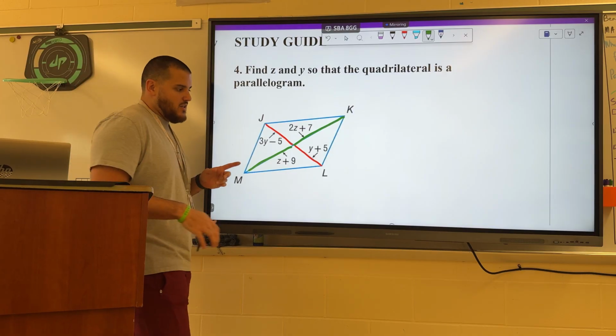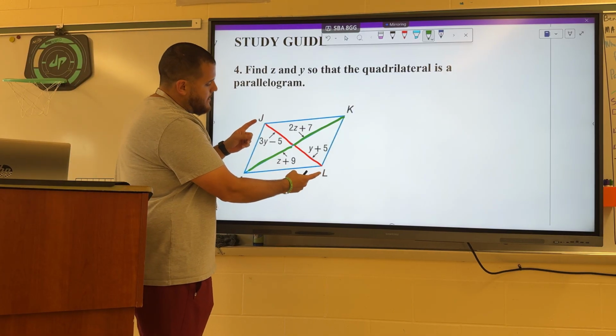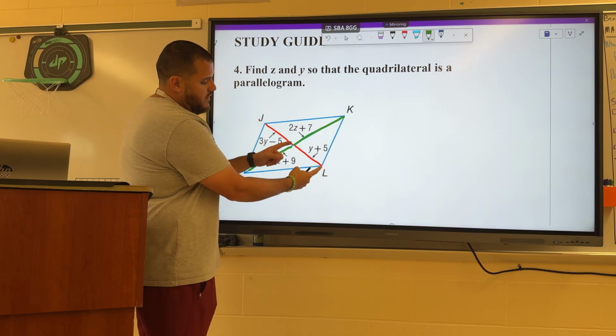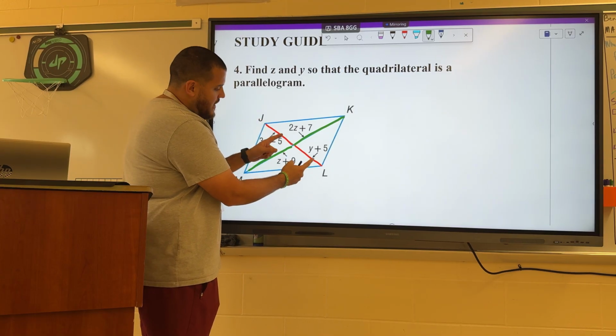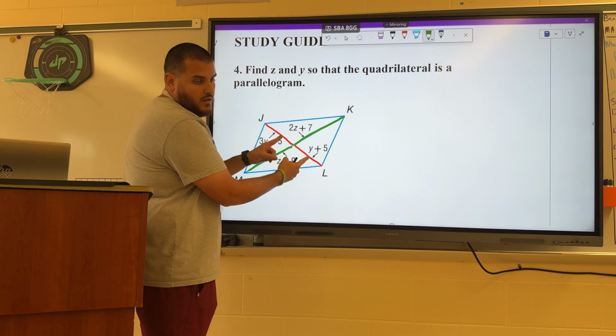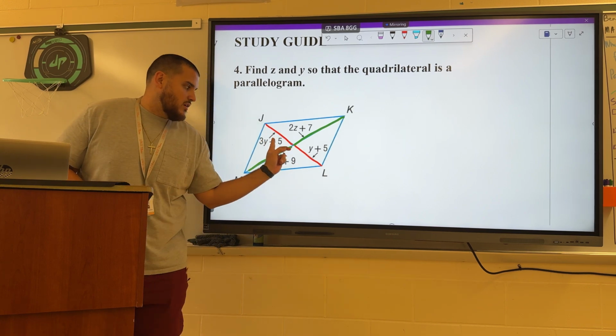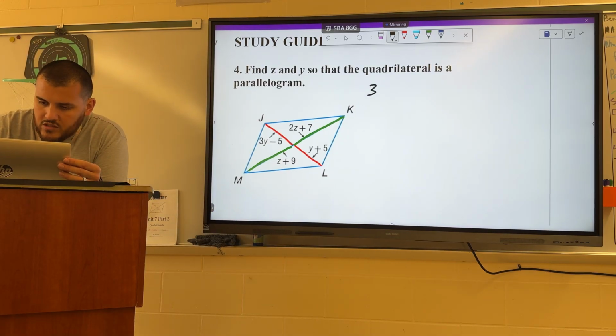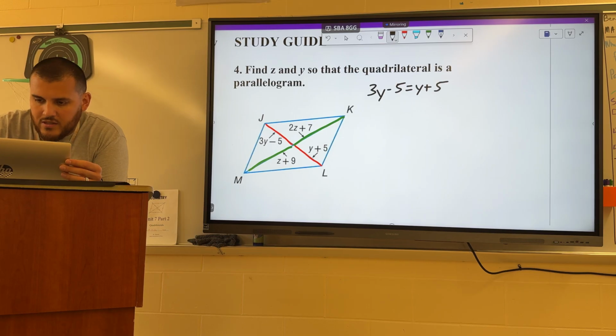So if you were to imagine that JL was 10 units long, well then this piece would be half of that, it would be 5. And this piece would also be half of it, would be 5. The key is they are the same length. So these two measures here, the 3y minus 5 and the y plus 5, have to be equal to each other. 3y minus 5 has to equal y plus 5.